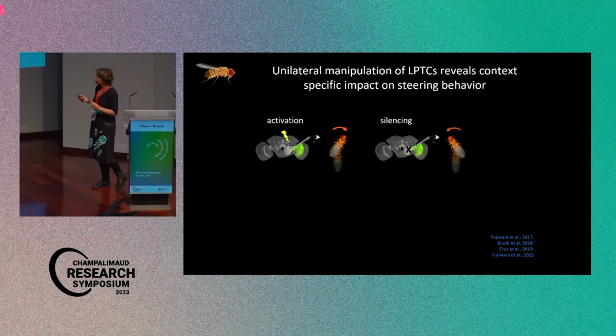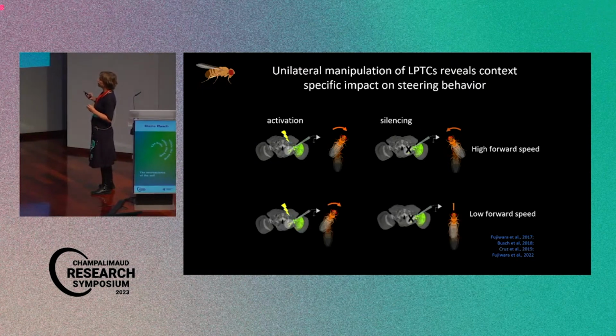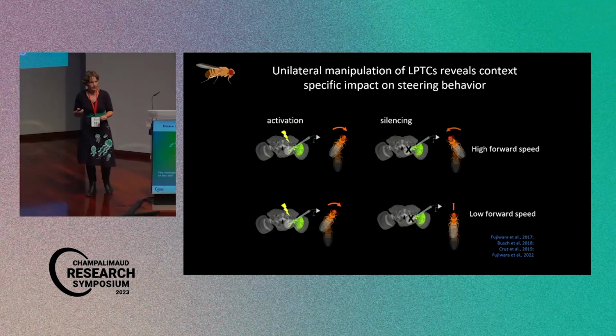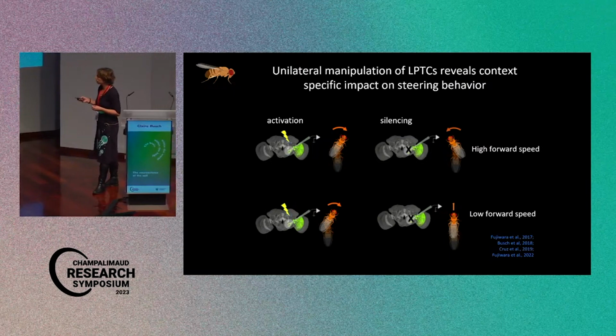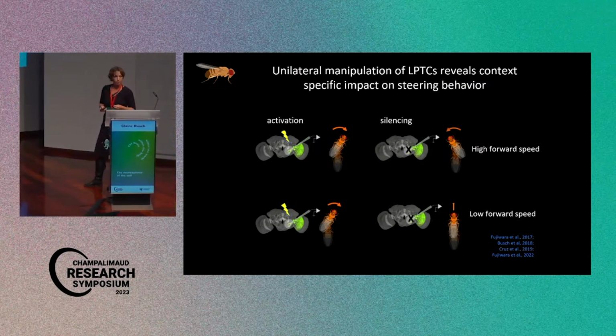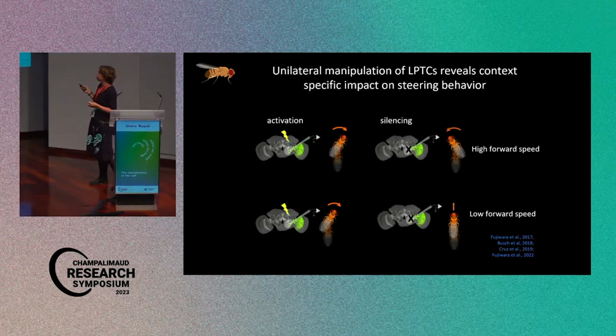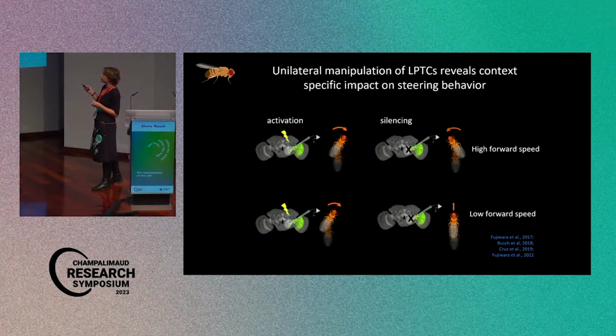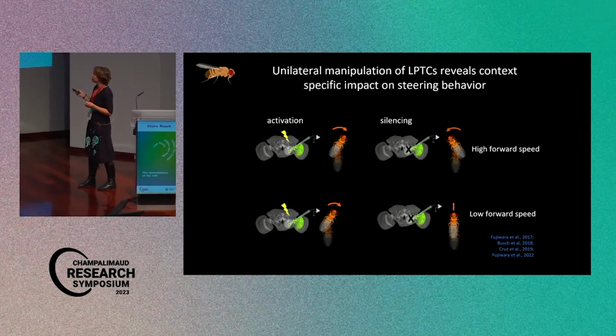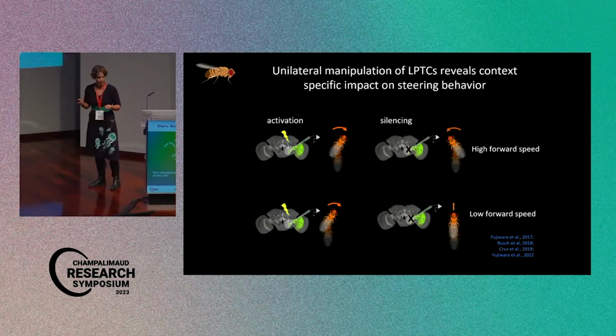But what's really, really interesting for me is this whole thing is very context dependent. So if you activate, you always have the turn. But to be able to see this left turn when silencing the right cell, you need to be in a high forward speed condition.